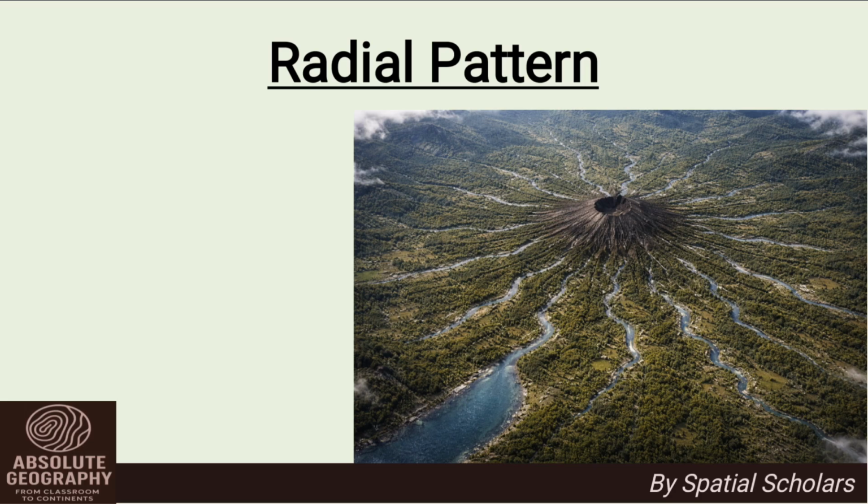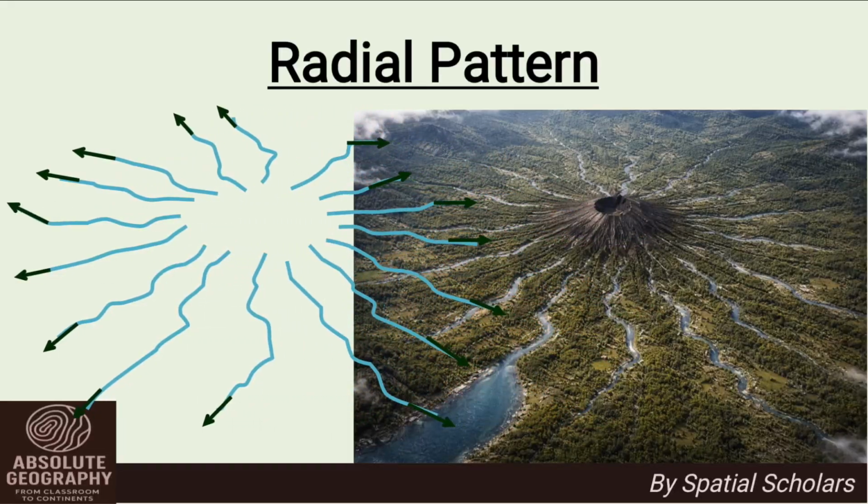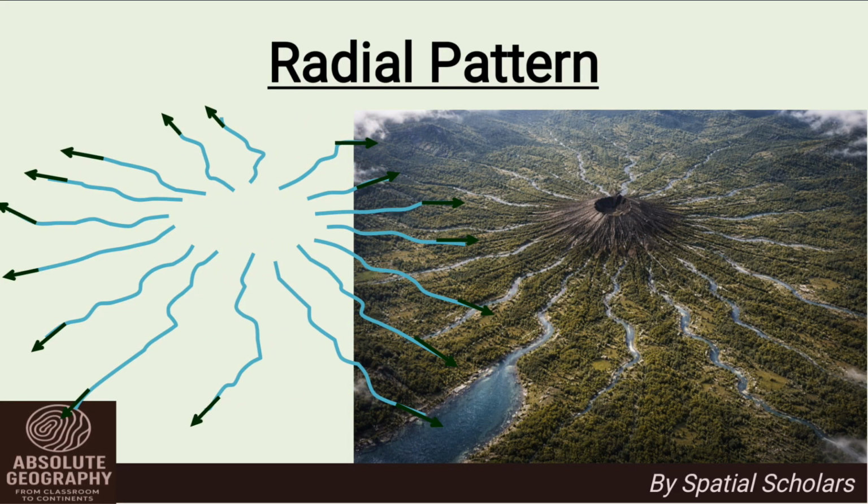Radial drainage develops where rivers flow outward from a central highland. The streams spread out like the spokes of a wheel. It usually forms around volcanic cones, domes, or isolated hills. This pattern indicates the presence of a central highland.